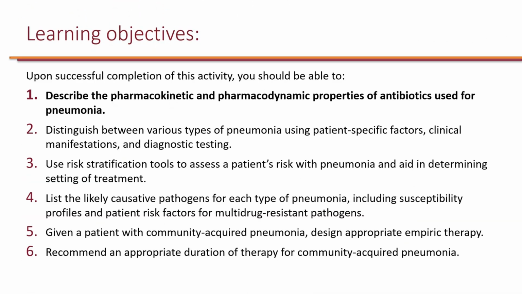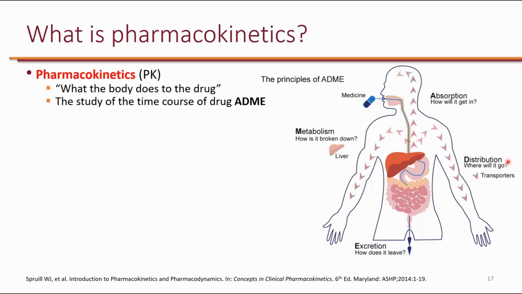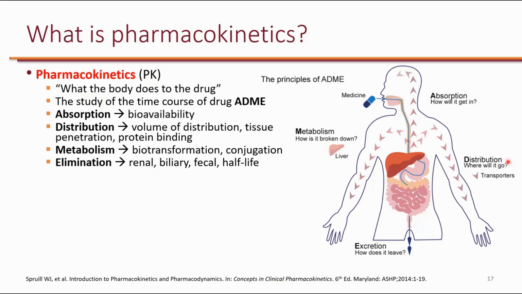The first learning objective is to describe the pharmacokinetic and pharmacodynamic properties of antibiotics used for pneumonia. Let's review what pharmacokinetics means. Traditionally, pharmacokinetics is known as what the body does to the drug. It basically involves ADME: absorption, distribution, metabolism, and elimination. It's important to consider absorption so we know the bioavailability of drugs. When it comes to distribution, it's important to know protein binding.